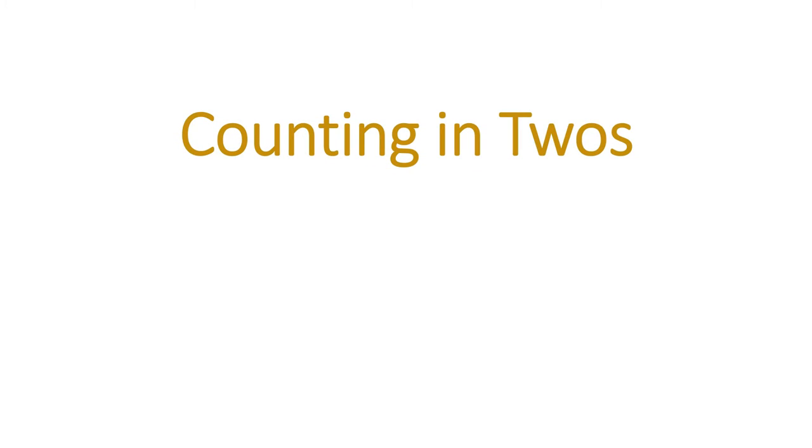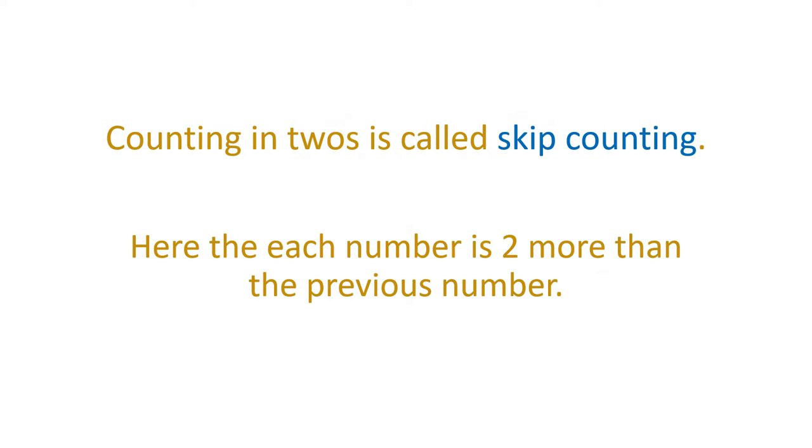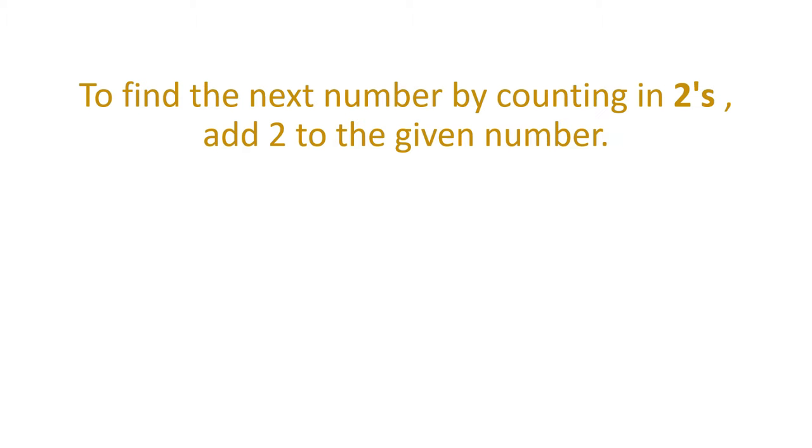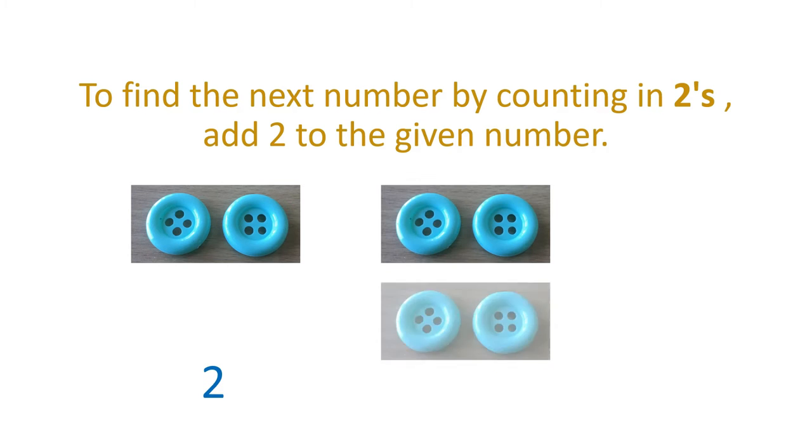Counting in twos. Math grade 2. Counting in twos is called skip counting. Here each number is 2 more than the previous number. To find the next number by counting in twos, add 2 to the given number. For example, I have 2 buttons and then I will add 2 buttons. So we have 4.